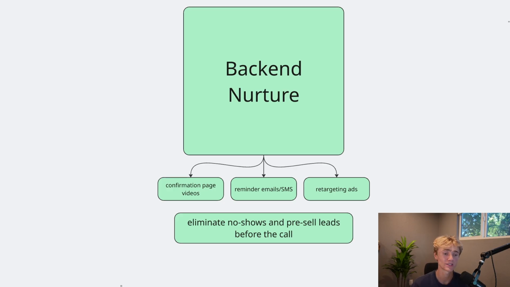So in your funnel, when someone's booking, such as using a system like Calendly, we can redirect them to a certain page, right? So this is the page that we want to redirect them to, which has confirmation page videos, which is one main video where we basically congratulate them on booking the call. We let them know what to expect going up to the call.